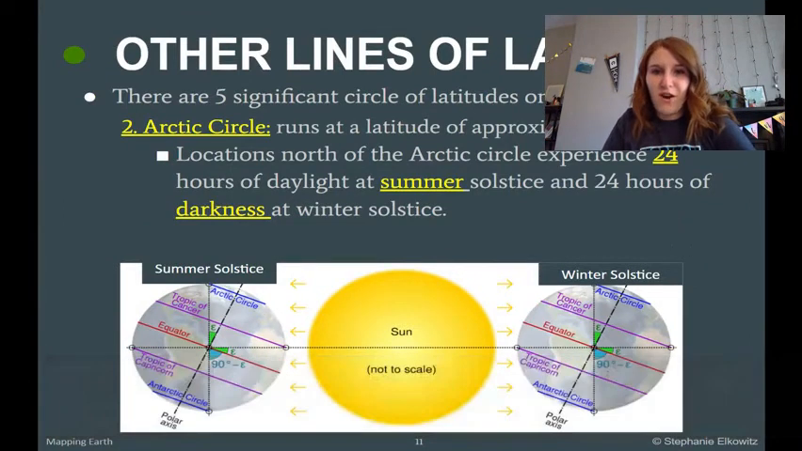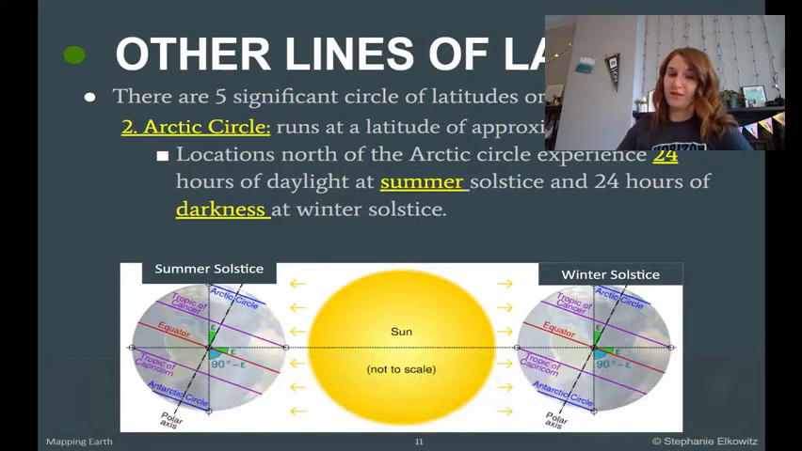Locations north of the Arctic Circle experience 24 hours of daylight at summer solstice and 24 hours of darkness at winter solstice. So, for example, if anyone has ever been to Alaska, during the summer solstice, which happens in June, they experience 24 hours of daylight. And during the winter solstice that happens in December, they experience 24 hours of darkness.